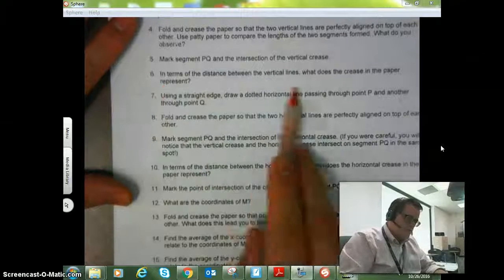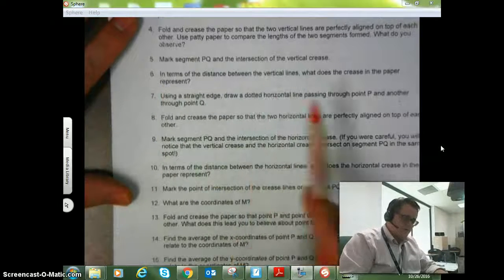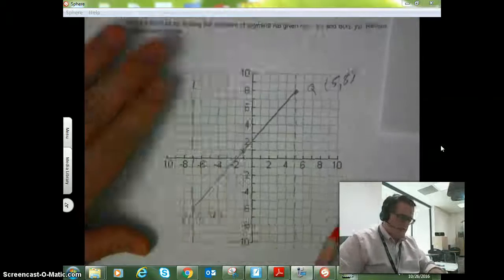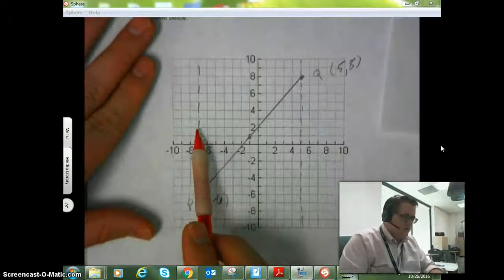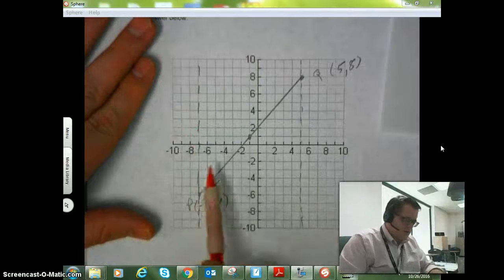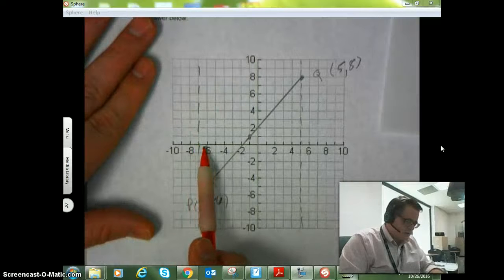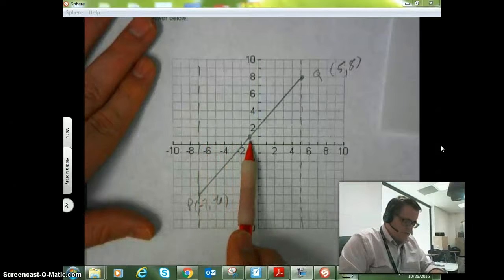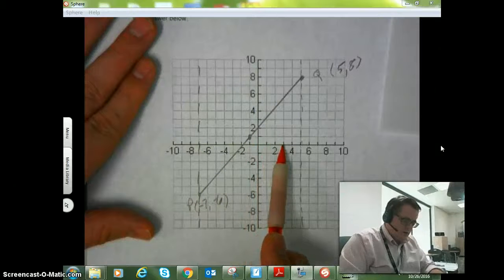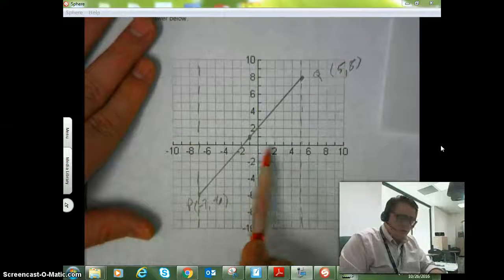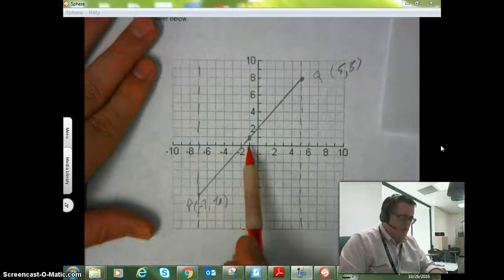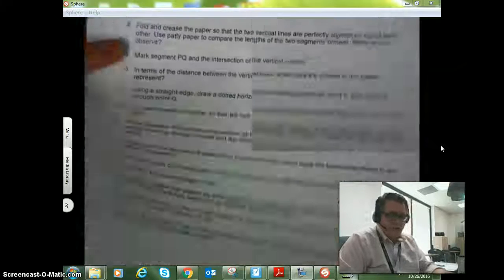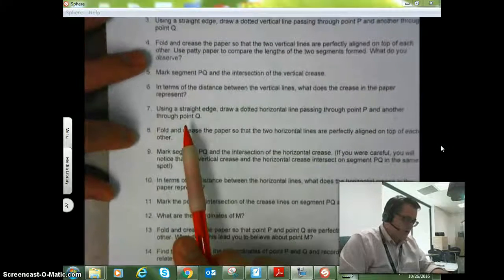So in terms of the distance between the vertical lines, what does that represent? Well, if I count the distance between the vertical lines, let's just go along the x-axis here. We're 1, 2, 3, 4, 5, 6, and so there's 6, 7, 8, 9, 10, 11, 12. Well, the distance between the vertical lines is 12 spaces long, and that mark is in the middle of it. So that's where we're heading with our midpoint.